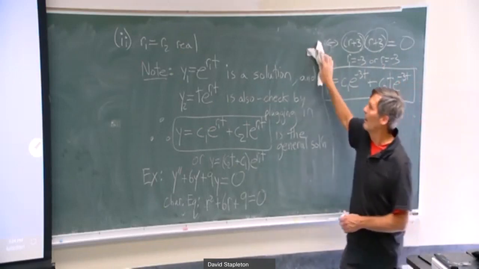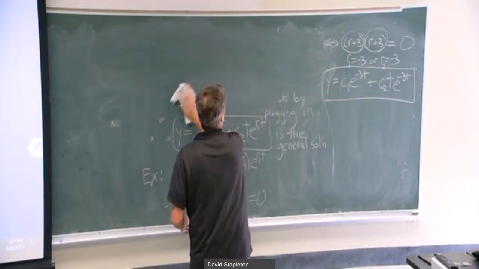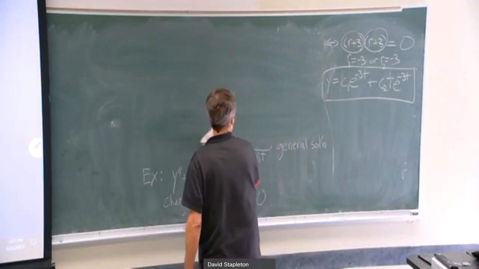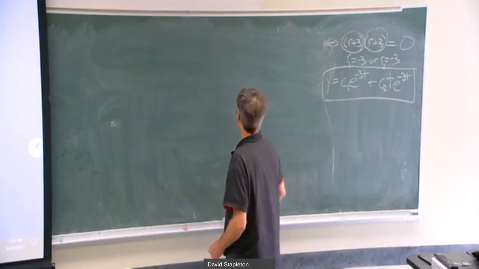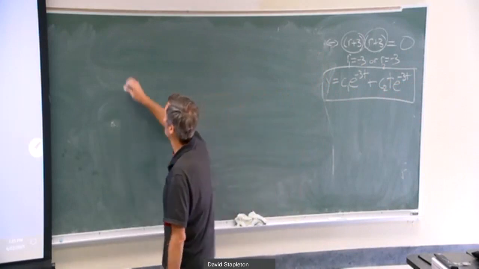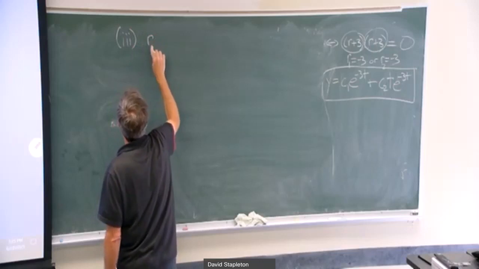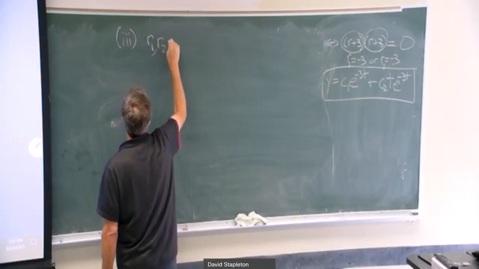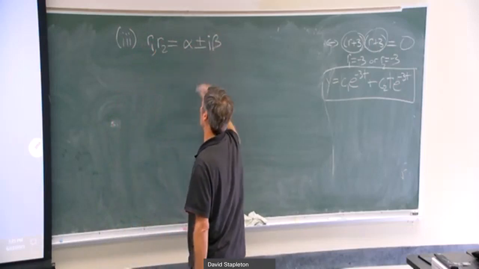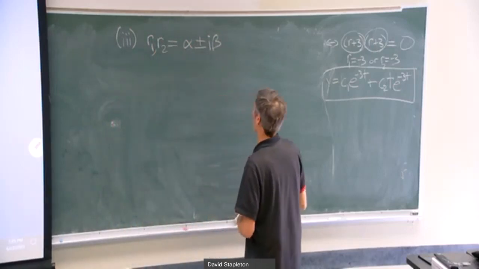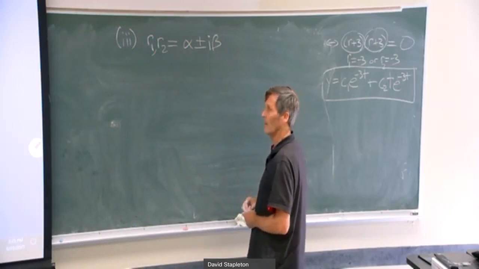Well, what about the last case? That's the hard one. It's not so terrible. Suppose that R1 and R2 are complex conjugates, alpha plus or minus I beta. These are just two fixed numbers, alpha and beta, that you get from solving the characteristic equation. What do I do now?